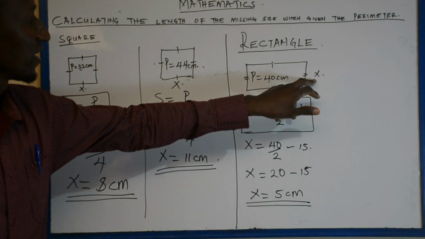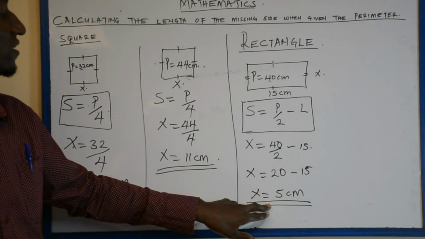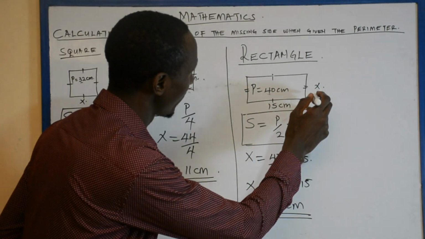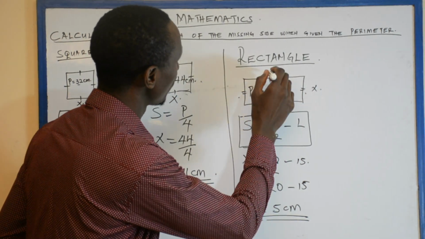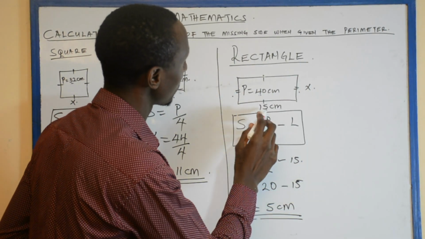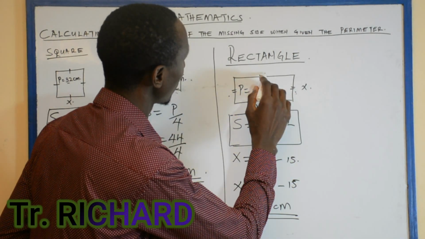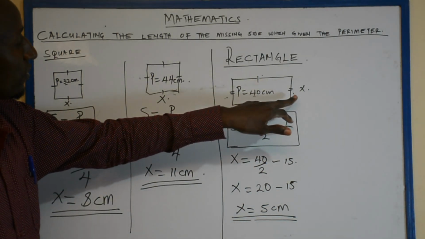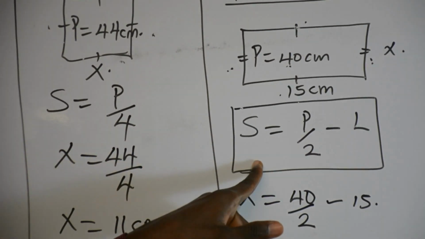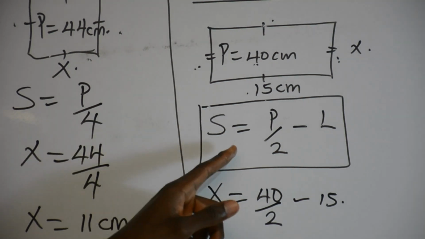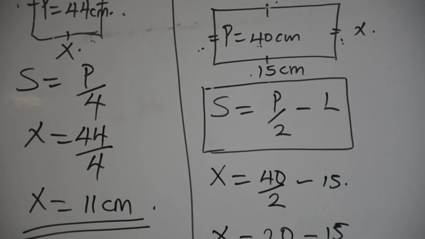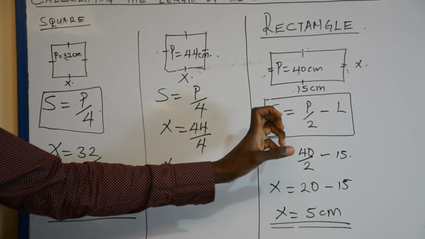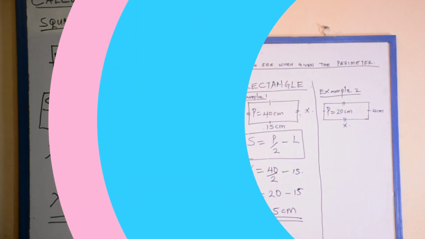So the value of this side x is equal to 5 centimeters. And I'm very sure when you put this 5 here, and you also put it here, and you add all these figures, you get 40. For example, this is 15 plus 5, 20, plus 15, 35, plus 5, 40. So to get the side which has not been given, you use this simple formula for a rectangle. For a rectangle, use this. For a square, use this. I think you can see the differences. If you feed the figures which have been given into the formula very well, you get the answer very clearly.